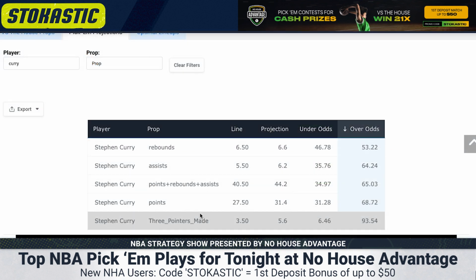Stochastic projections like Steph for 5.5 threes tonight. That's clearing the over of 3.5 at a 93.5% probability, one of the highest on the board for all of our NHA projections, both over and under.